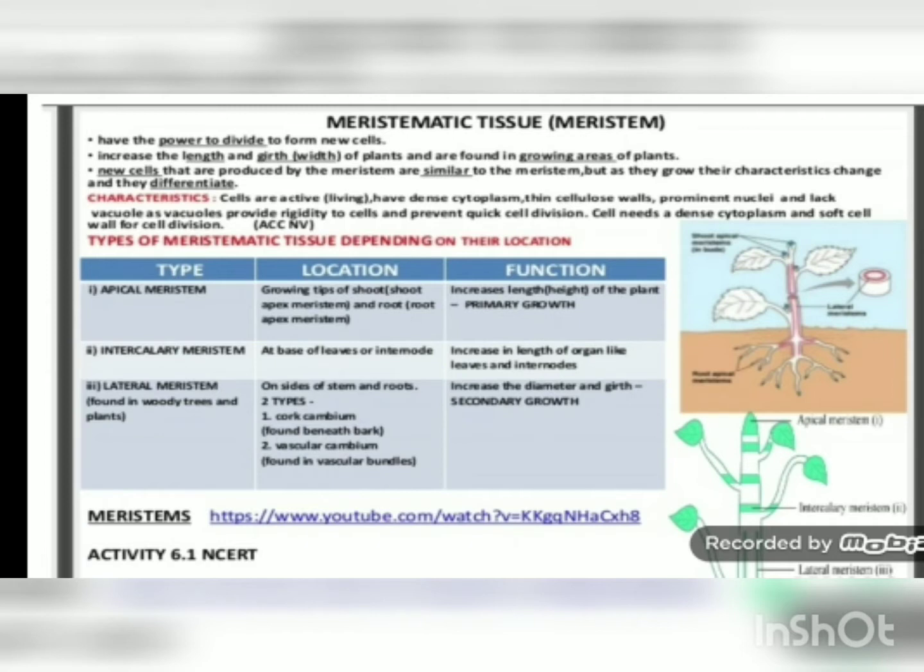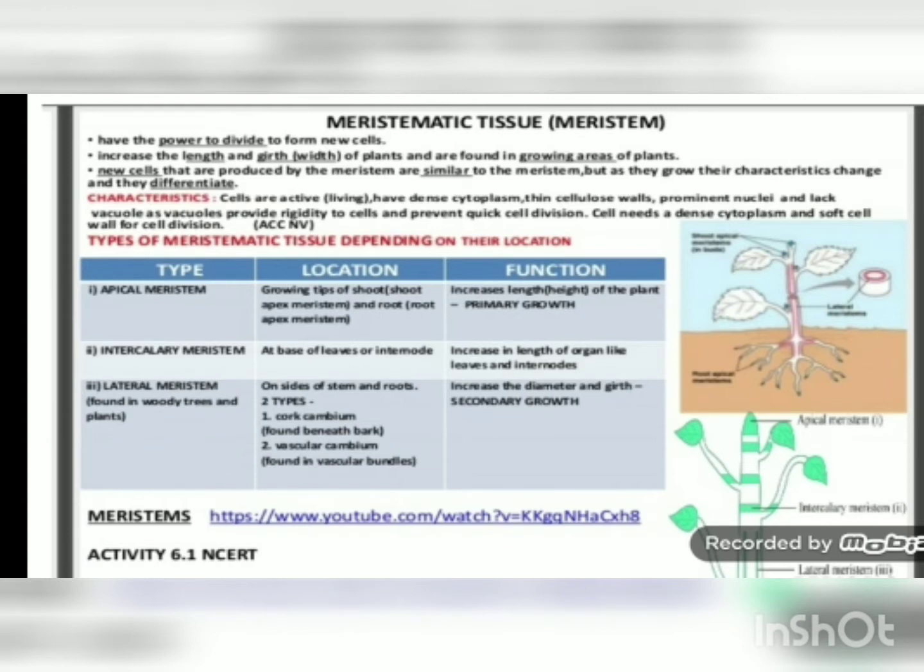Initially the cells which are present are almost similar, and the new cells which are produced are also the same as their parent cell. But after some time, later on, when they become permanent cells, they change and become cells of different types as per their function.